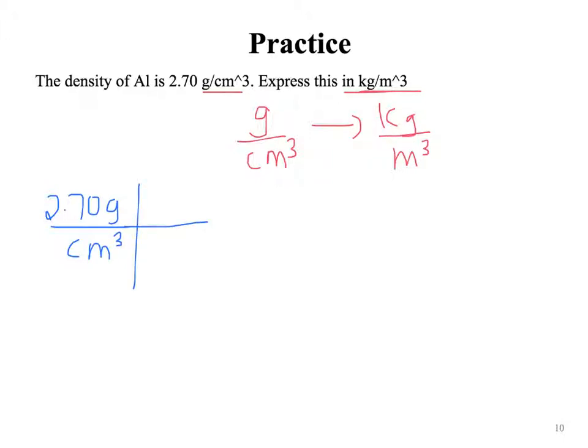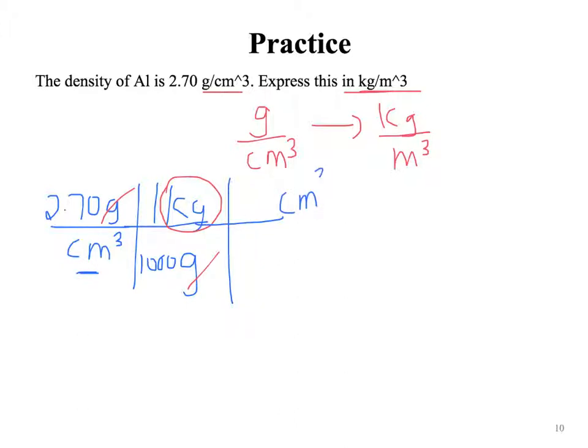Let's focus on the grams first. I need to cancel out grams, so I'm going to put it on the bottom, and I know that there are 1,000 grams in 1 kilogram. So my grams cancel, and I'm left with kilograms, which is what I want. Now I'm going to focus on my centimeters cubed. Centimeters cubed is on the bottom here, so I'm going to put it on the top to cancel.